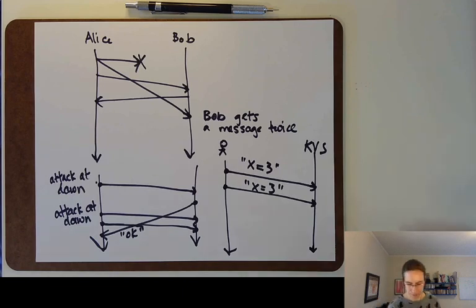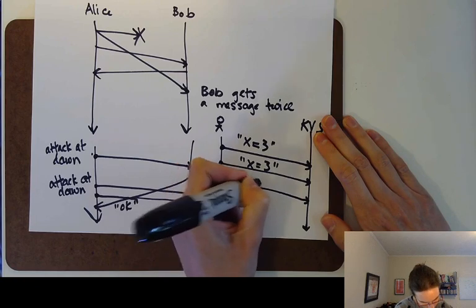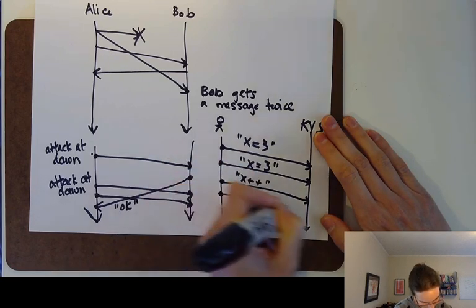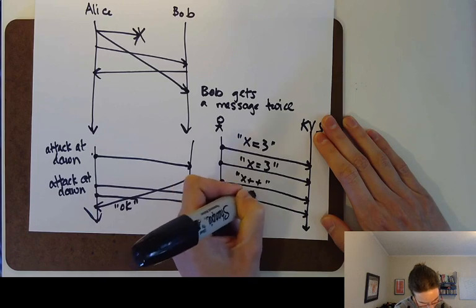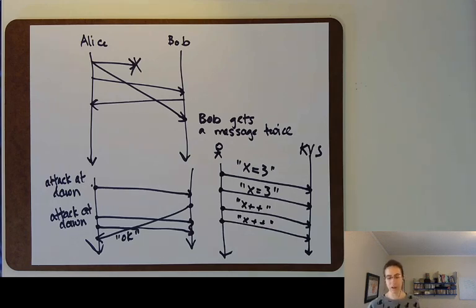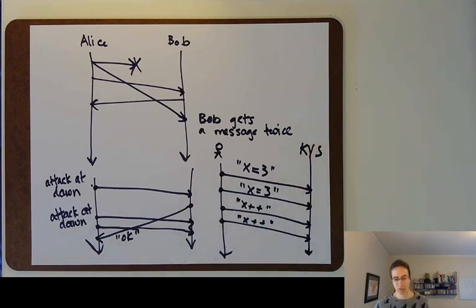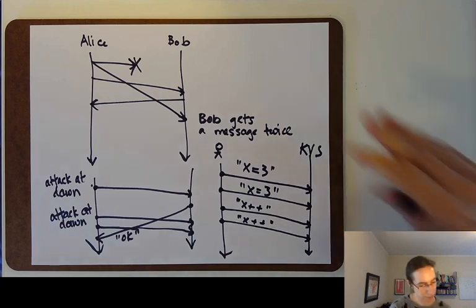On the other hand, if the message were increment x, would that one be okay to duplicate? No, it would not, because doing increment x twice is different from doing increment x once. So the word for a message that it's okay to receive more than once, or a function that it's okay to run more than once, is idempotent.